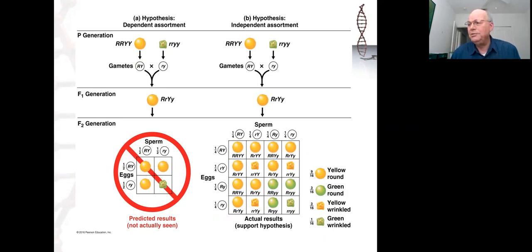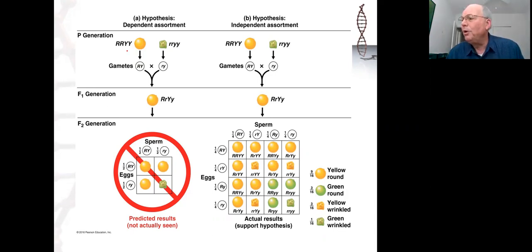Now, you can't look at this and say, well, it could pass on the two big R's. No, it can't. It can only pass on one of the R's and one of the Y's. Remember, that's what he'd already discovered in the monohybrid crosses. You don't pass on both alleles. You only ever pass on one of the two alleles.